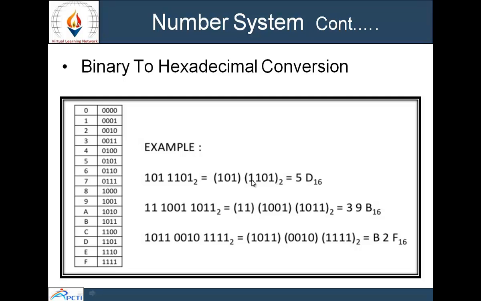For example, for 1101, the corresponding digit is D. So we will write down D. For 101, the digit is 5. So we will write down 5. So by this process, you can get the corresponding hexadecimal number of the binary number.